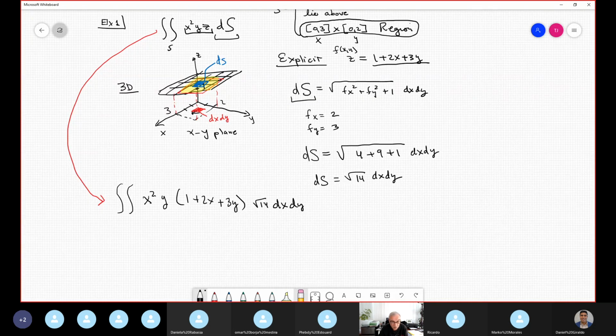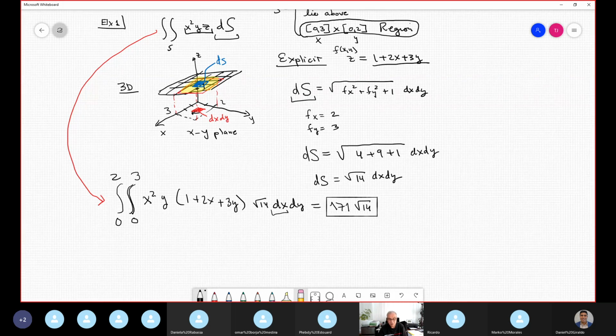So this order, dx first. So this integral is x from 0 to 3, and dy secondly is from 0 to 2. Boom. And the rest is algebra and calculable. And the answer is 171 radical 14.